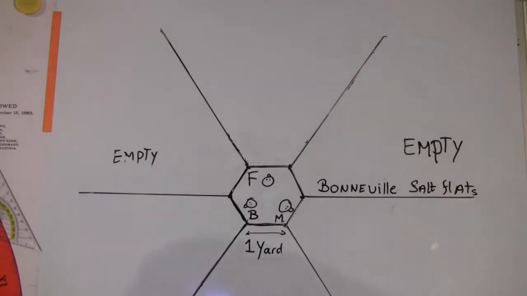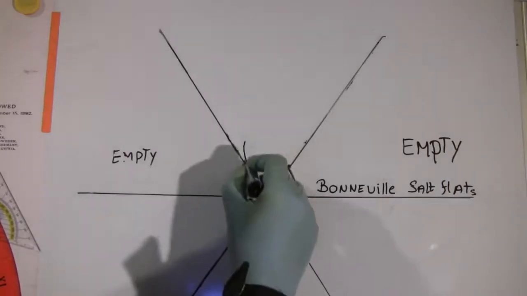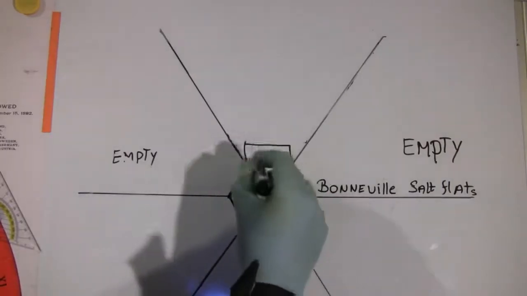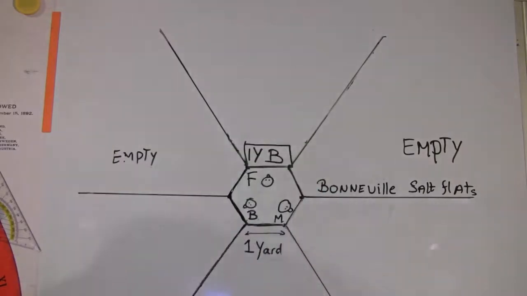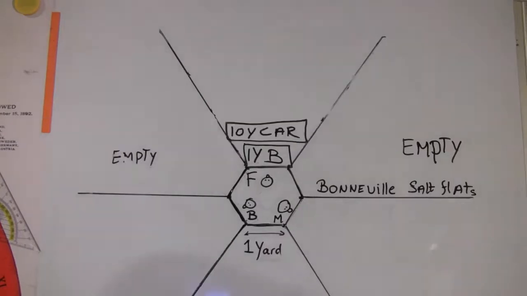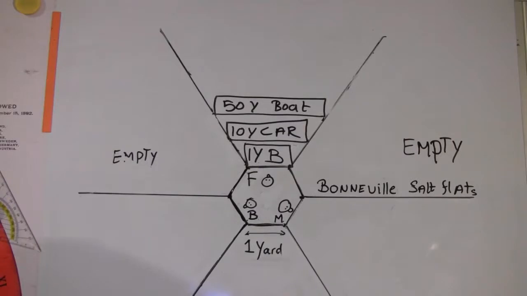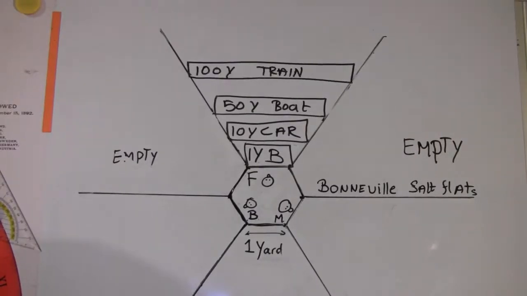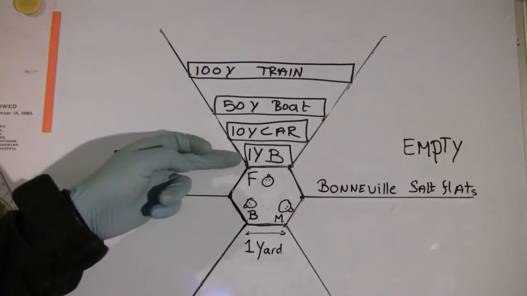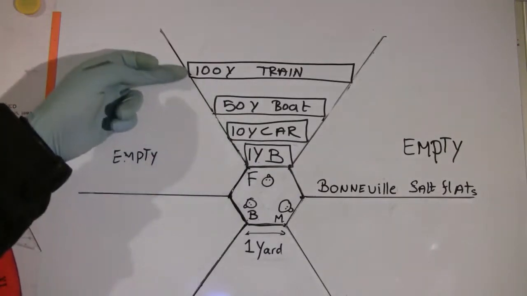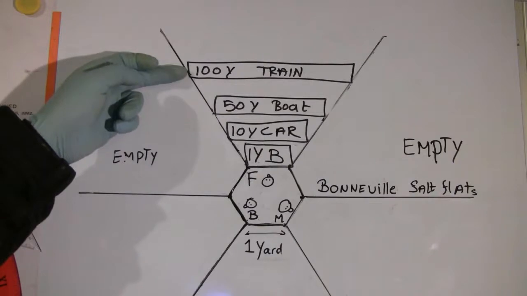Fritz started immediately with a 1 yard wooden box with a bicycle in it. He placed it here, 1 yard. Then he got a 10 yards car, a 50 yards boat, and a 100 yards train. As you can see, smaller objects use less space and bigger objects use more space.